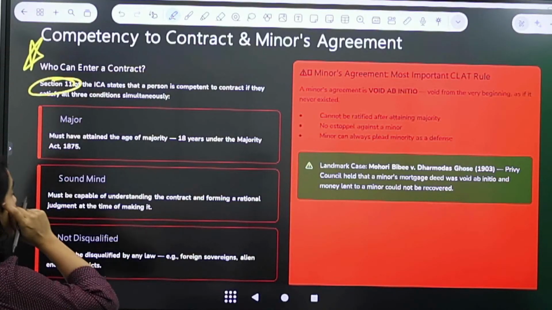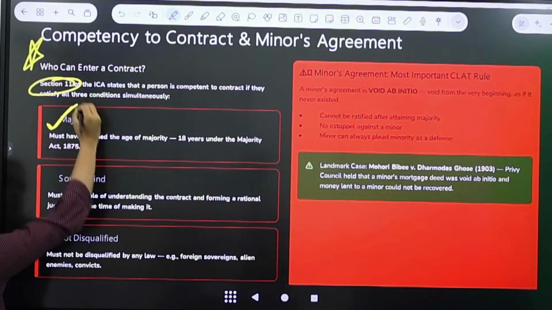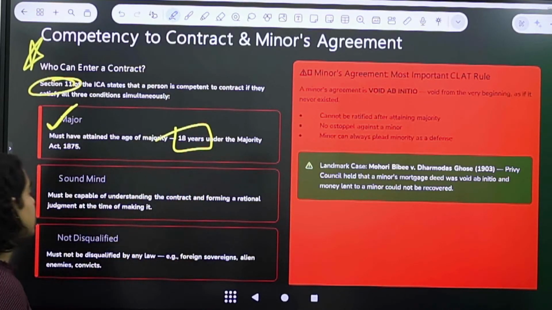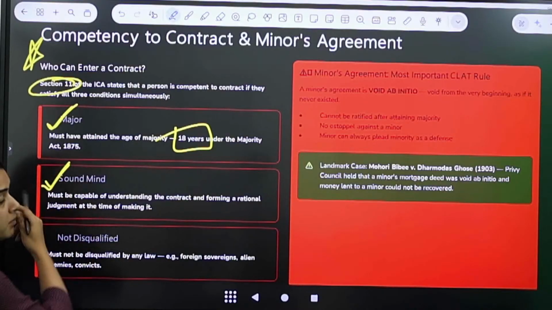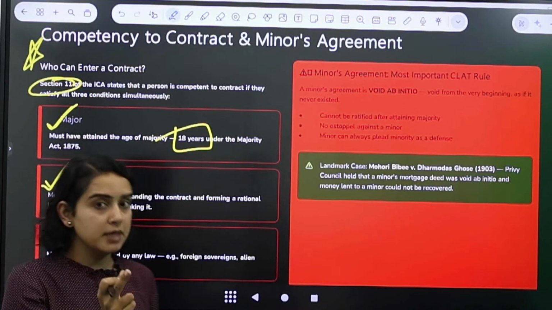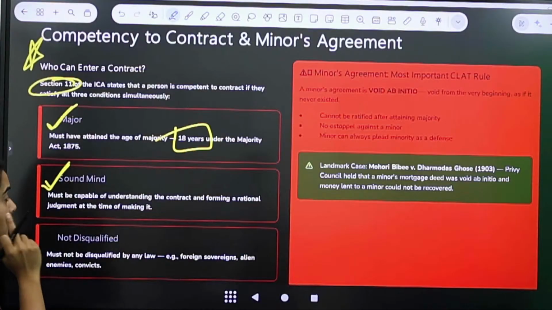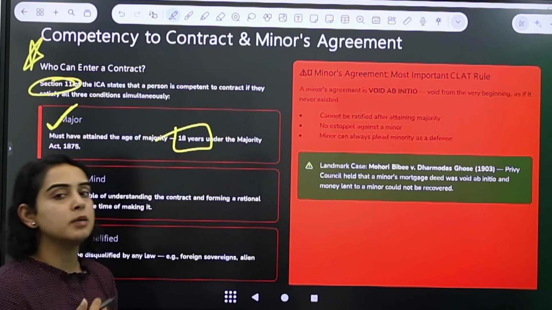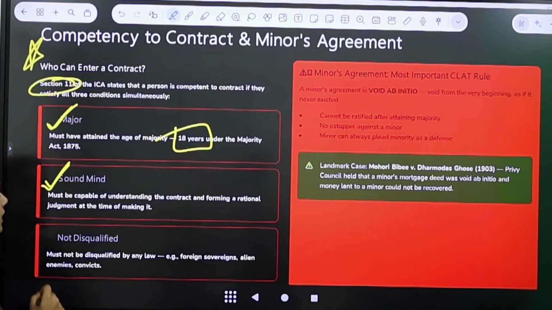The condition is that the person should be major. Major means that he should be above the age of 18. Okay. Secondly, he should be of sound mind. Sound mind means that he should not be having any mental illness, right? He should be able to understand the terms and conditions of the contract, and he should also be able to execute it properly, right? Third, he should not be disqualified by law.